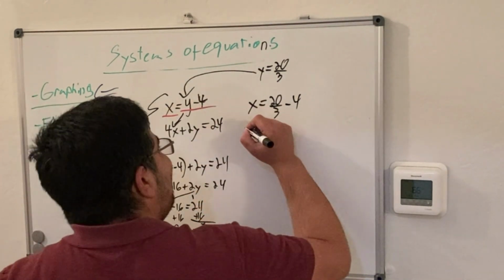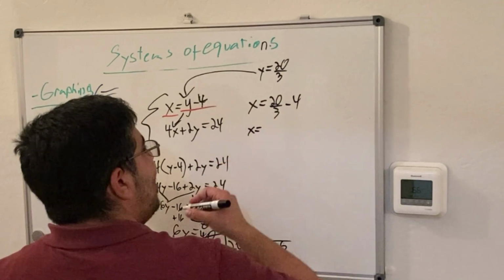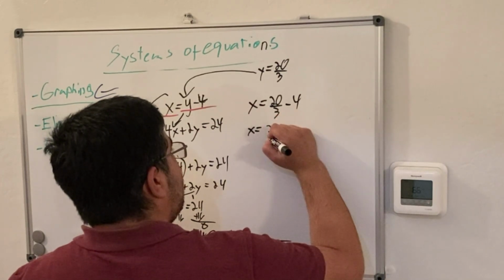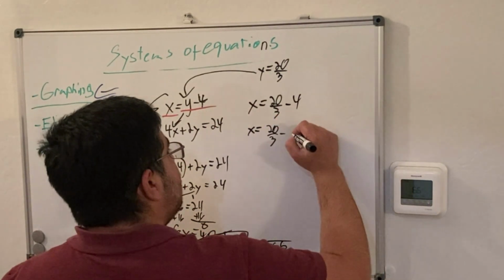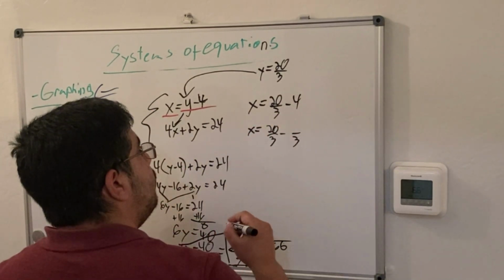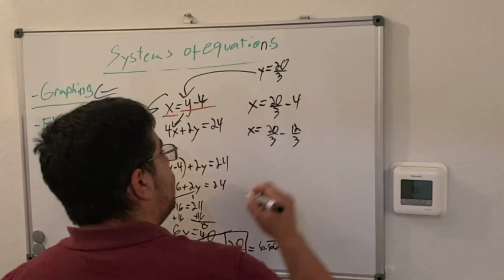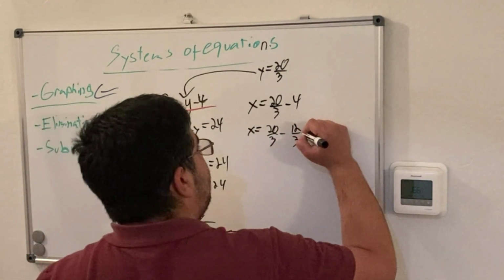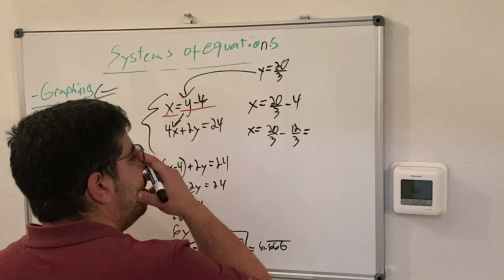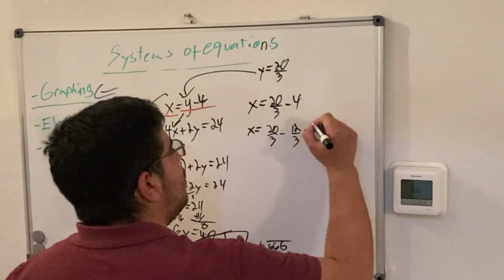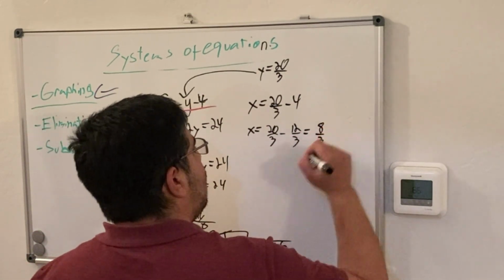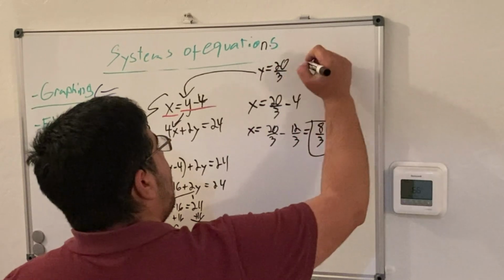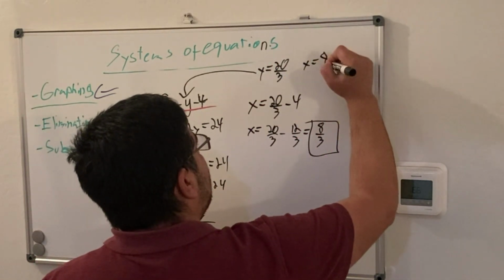So then x is equal to, how do we solve fractions? We have to have a common denominator, right? So we have 20 over 3 minus 4, which is also going to be over 3. We multiply 4 by 3; 4 times 3 is 12. So 20 over 3 minus 12 over 3. That's going to be 8 over 3. That is the solution for x. X equals 8 over 3.